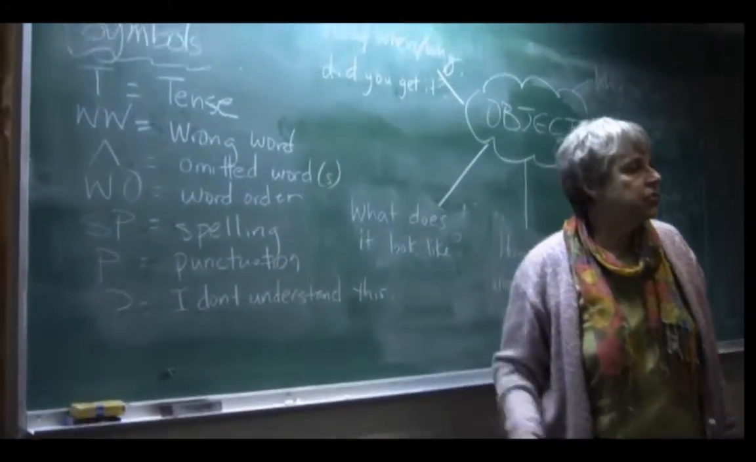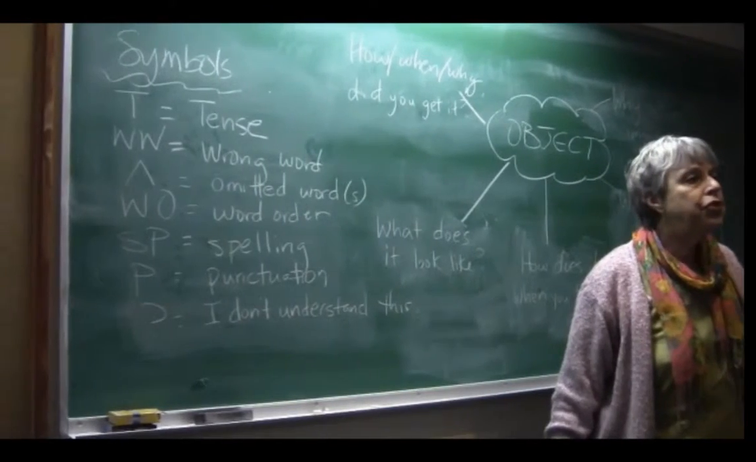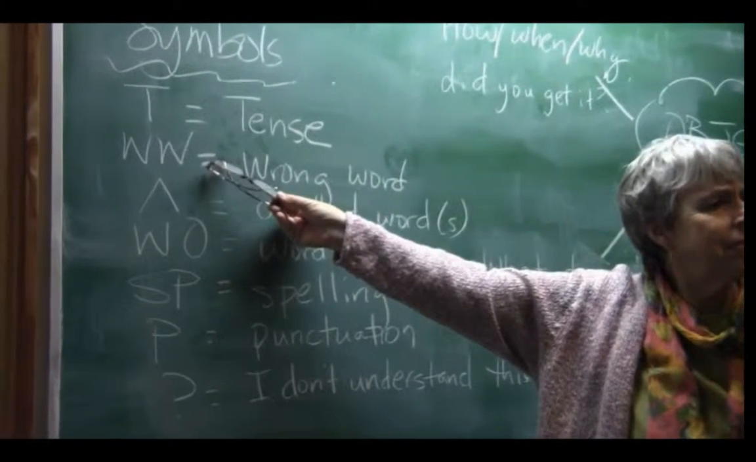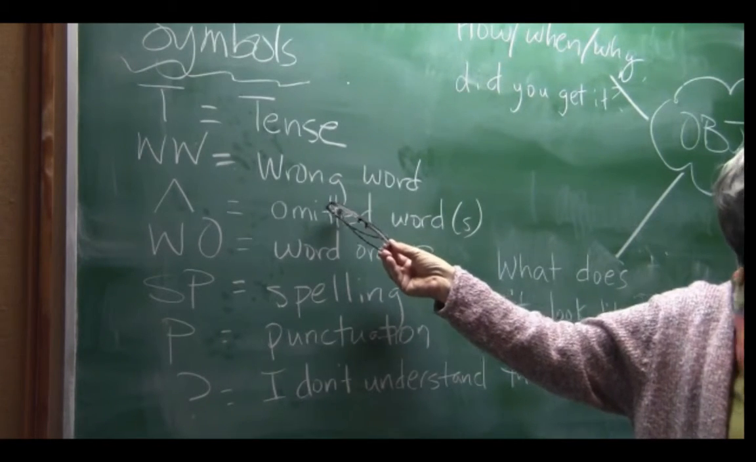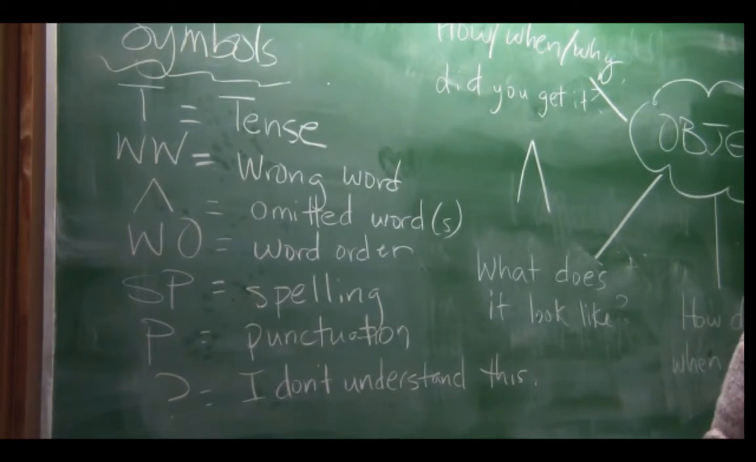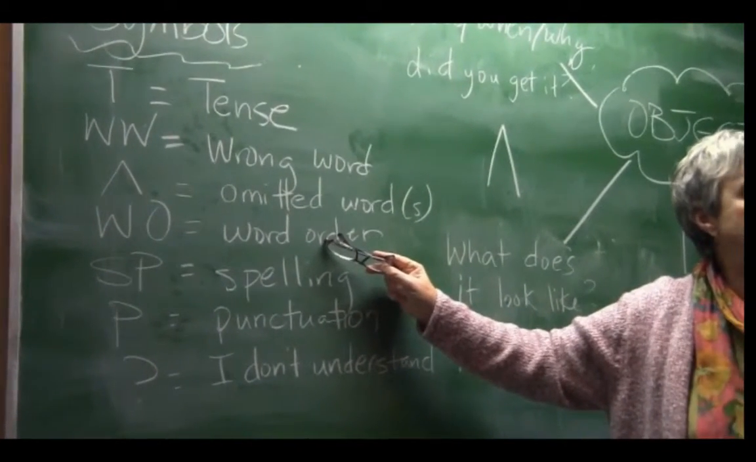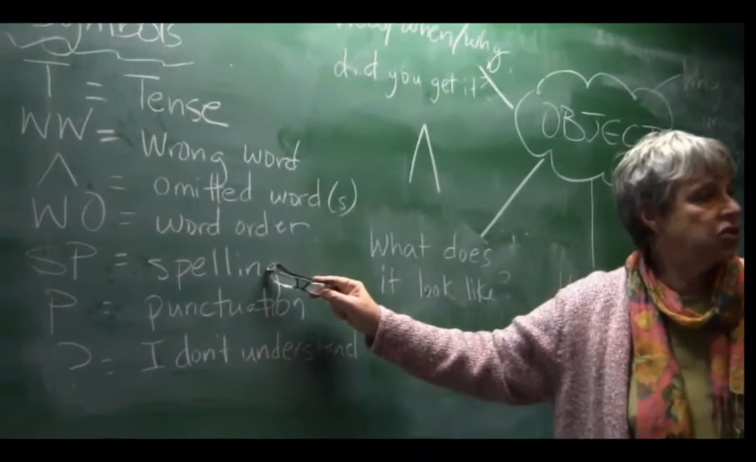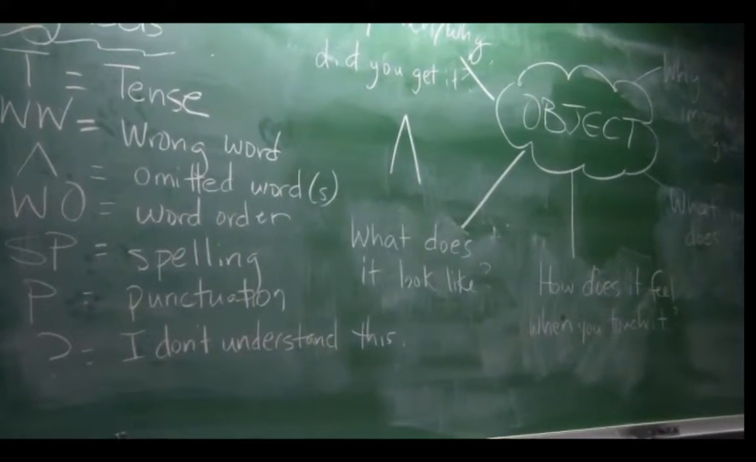These are some symbols that I'd like you to use. If you think someone has the wrong verb tense, put a T. The wrong word, what do you put? Two W's, wrong word. If you left out a word or more than one word, you put that little mark. Word order, we were talking earlier about the challenges of different word order in different languages. W-O, spelling problem, punctuation, or again, if there's something you don't understand.